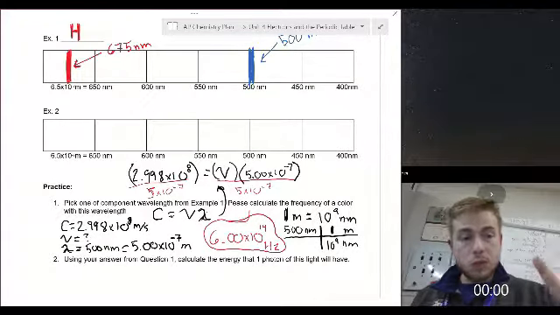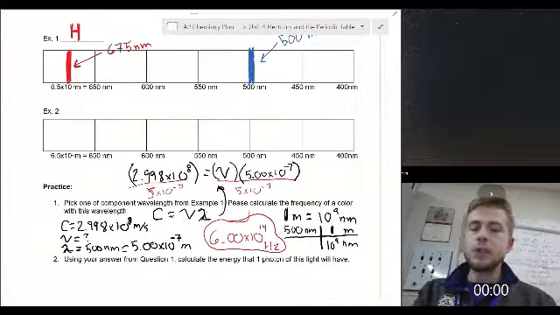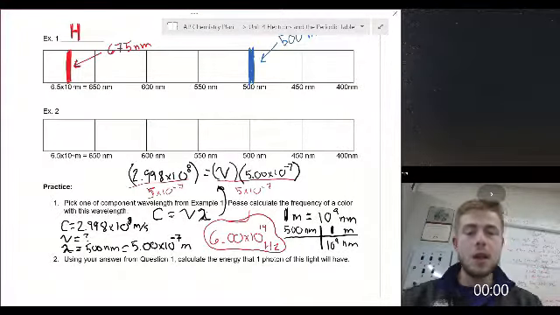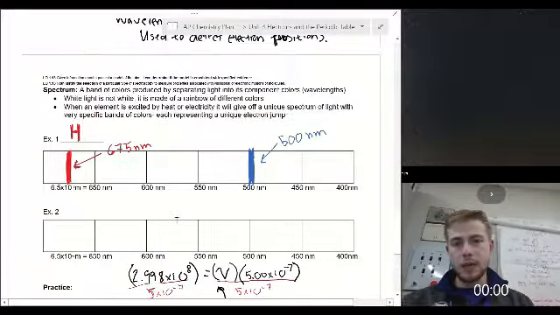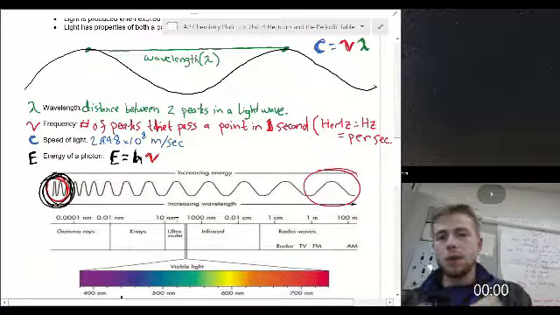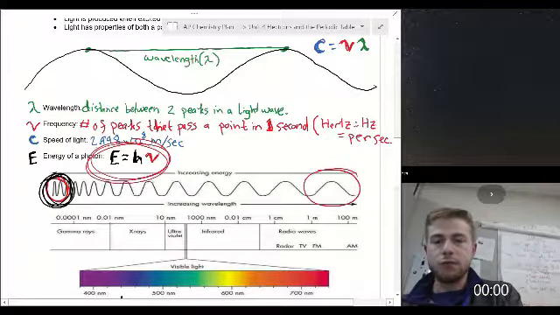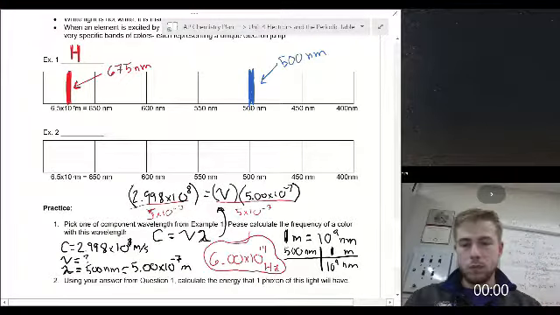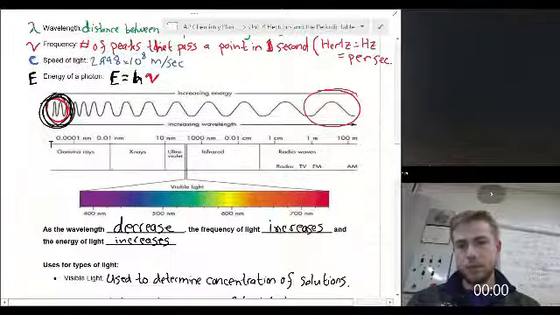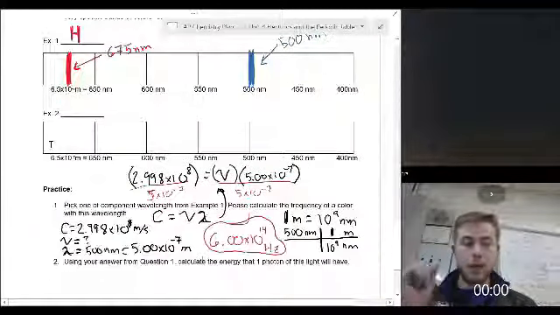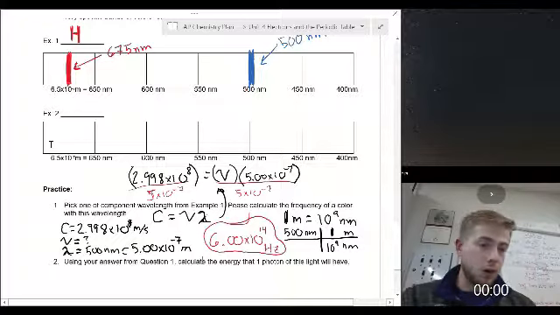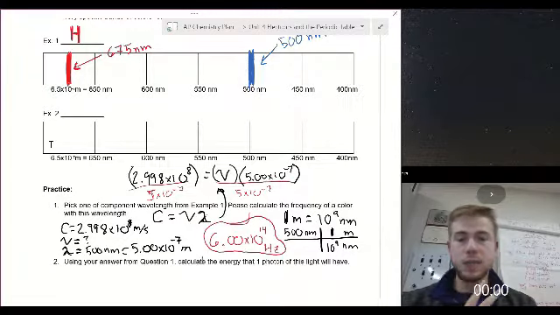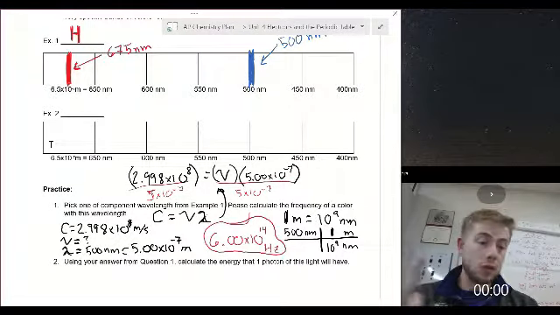Okay. The last one we're going to do together is number 2. It says, using your answer from question 1, calculate the energy that one photon of this light will have. And so for this problem, if we scroll up here, we're going to need this equation right here. Energy equals Planck's constant times frequency. So we know Planck's constant, it's always given, it's on our equation sheet, and we know frequency because we just solved for it. It's 6 times 10 to the 14th hertz. So we can solve for energy.